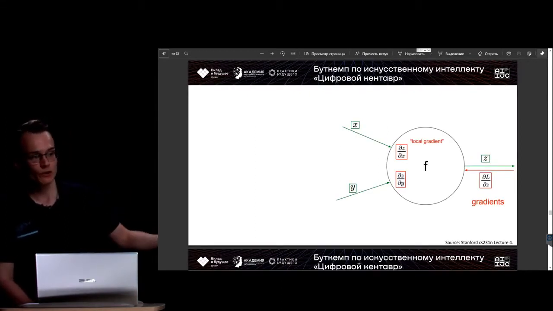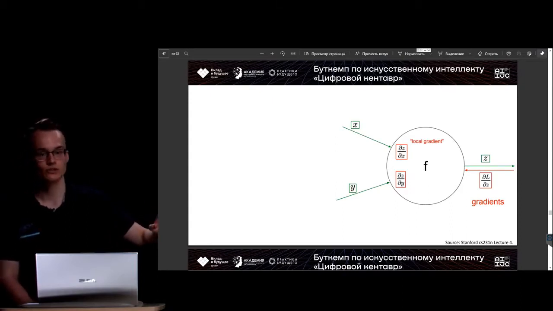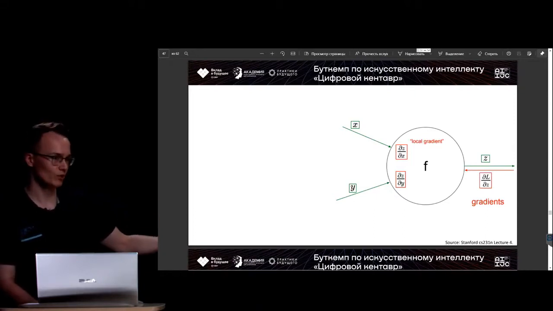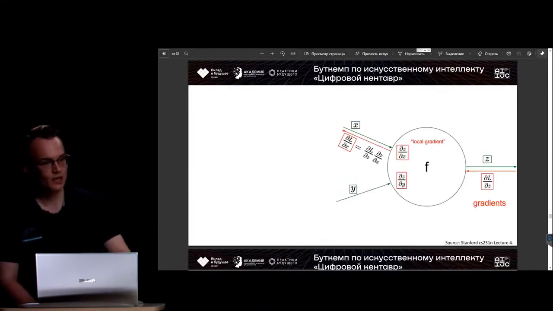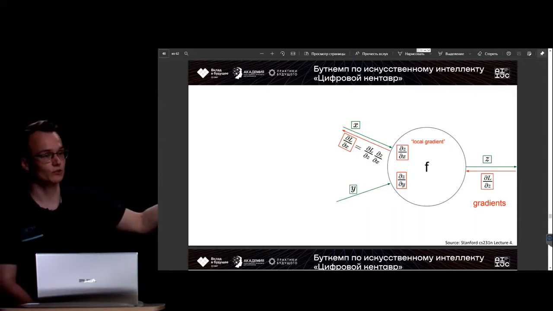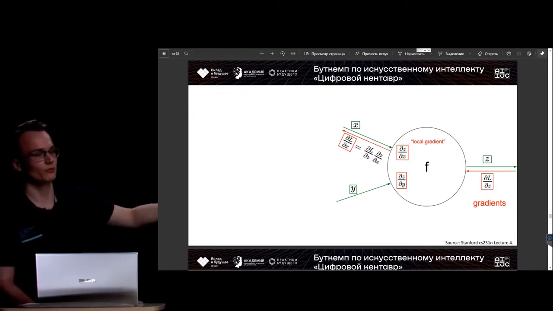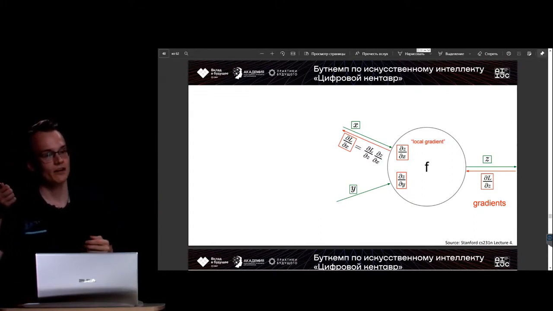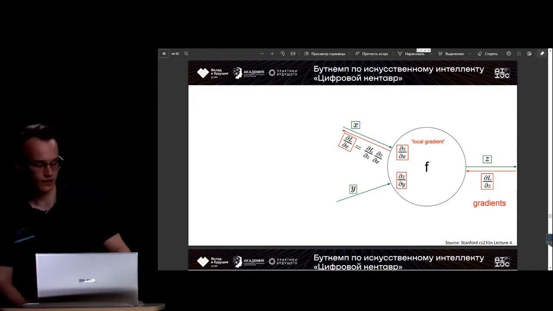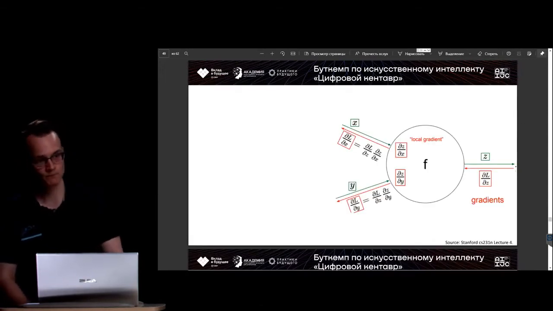From the outside somewhere, we receive a gradient, a derivative, dL/dz, the derivative of the loss function with respect to our output. So what do we do now? We calculate dL/dx with the help of the theorem of complex function derivative. So dz/dx is a local gradient which we know how to calculate. Hooray! So dL/dx we can give back. We have calculated this gradient, and the same can be done with dL/dy.